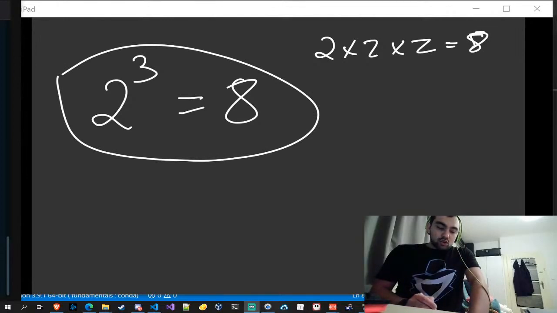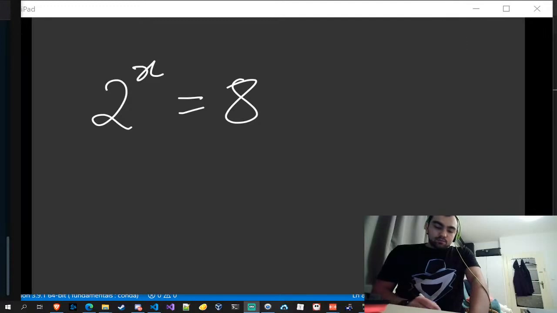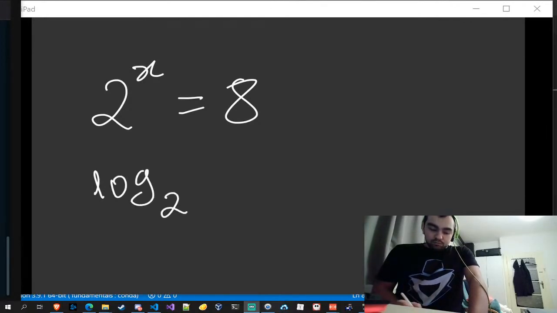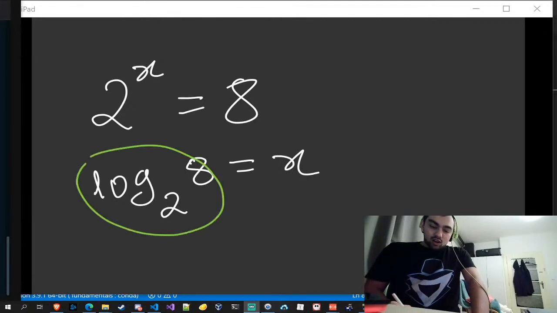Now, let's say you didn't know this. You have 2 to the power of something equals 8. Let's call it x. But you don't know what x is. Here you can see that x is 3, but what if you don't know what x is? Well, x is going to be the logarithm base 2 of 8 equals x. The logarithm is composed of 2 parts: a base, and your number.